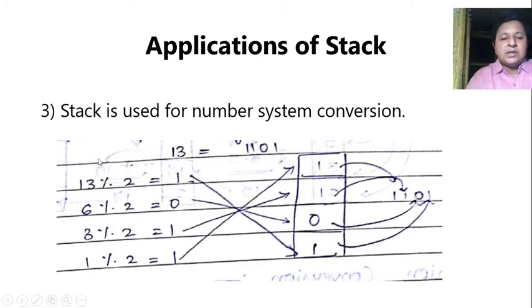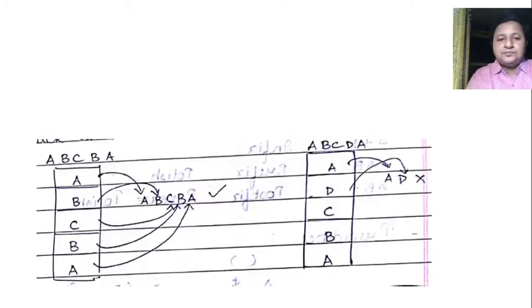So whenever I start with 13 mod 2 is 1, so 1 is pushed onto the stack. 13 div 2 is 6, which is not shown. 6 mod 2 is 0, push. 6 div 2 is 3, then 3 mod 2 is 1, push. 3 div 2 is 1. 1 mod 2 is also 1, push. 1 div 2 is 0. So once we get 0, what we just have to do is pop from the stack and arrange it in the order in which you pop, and you will get the answer. The obvious reason behind this is that whenever you push onto the stack and pop it back, you get it in the reverse order. And hence, this way we can use stack for number system conversion.